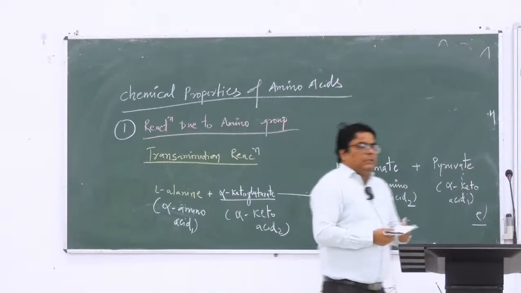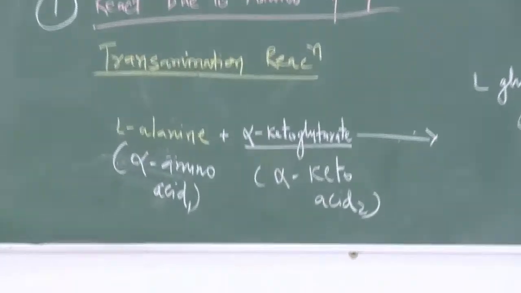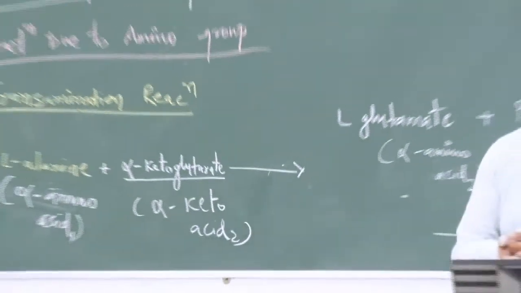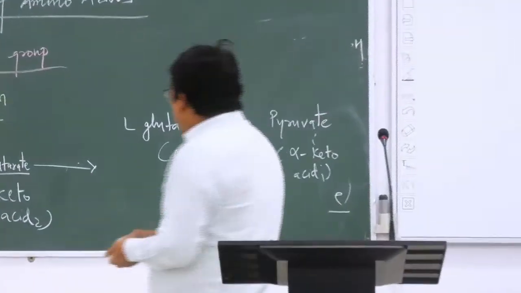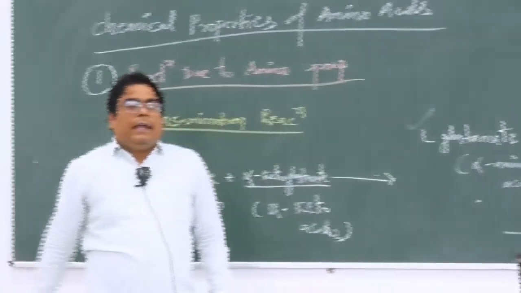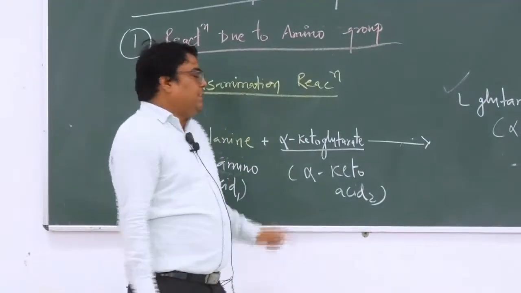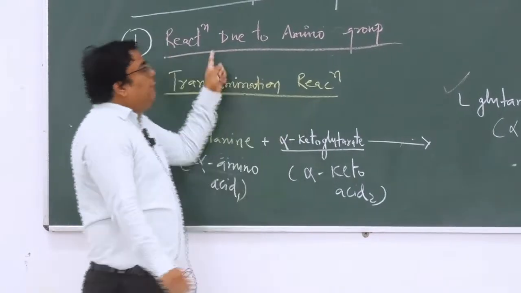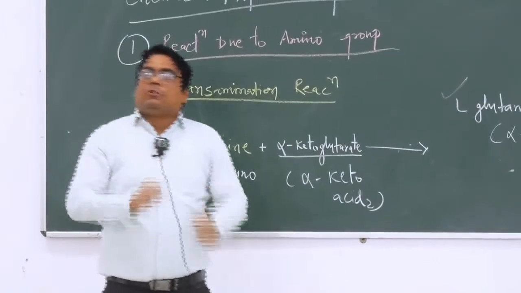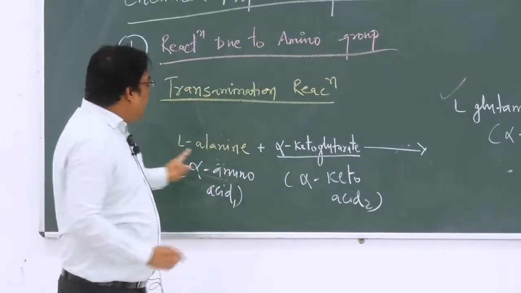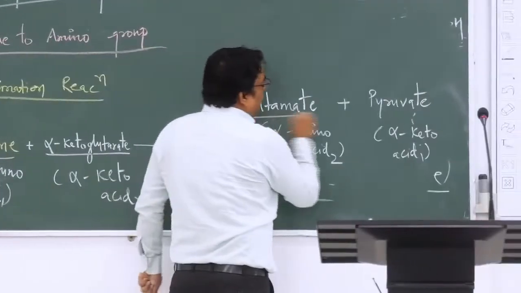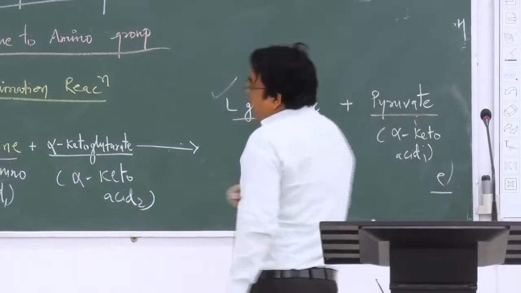Okay. So what happened in these reactions? An alpha amino acid transfers its amino group to an alpha keto acid. A new alpha keto acid and a new alpha amino acid are formed, which is the formation of L-glutamate. This is called a transamination reaction. This is the basic property of which group? The amino group. When it transfers the amino group, it forms L-glutamate and there is formation of pyruvate.